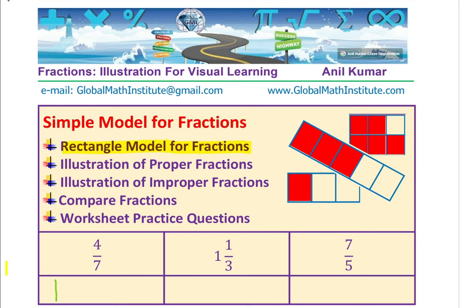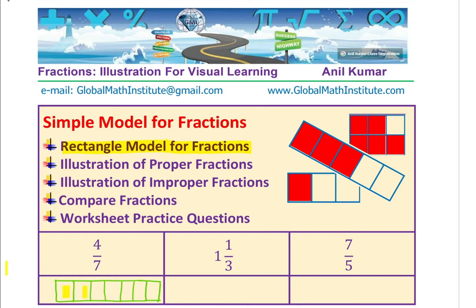So what I do here is that I really don't know how long my rectangle will be. So I create like this. 1, right? 1 part, 2, 3, 4, 5, 6, and this 7, right? So assume all are of same size, exactly same. Now we need to shade 4 of them.